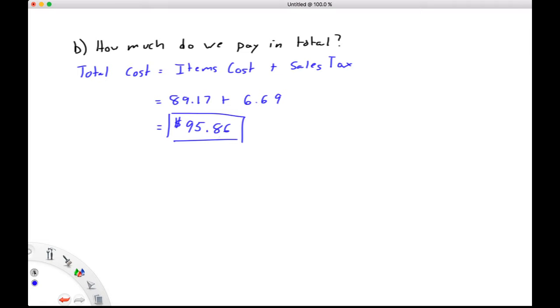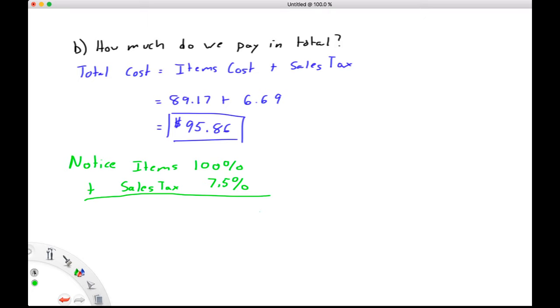Now, let's notice here also the items cost 100% of what they cost, right? I mean, that's sort of a given. They cost exactly what they cost. But if we add the sales tax on top of that, plus the sales tax, which is, what we did 7.5% for this one, 7.5%. And we add those together, we've got 107.5%.